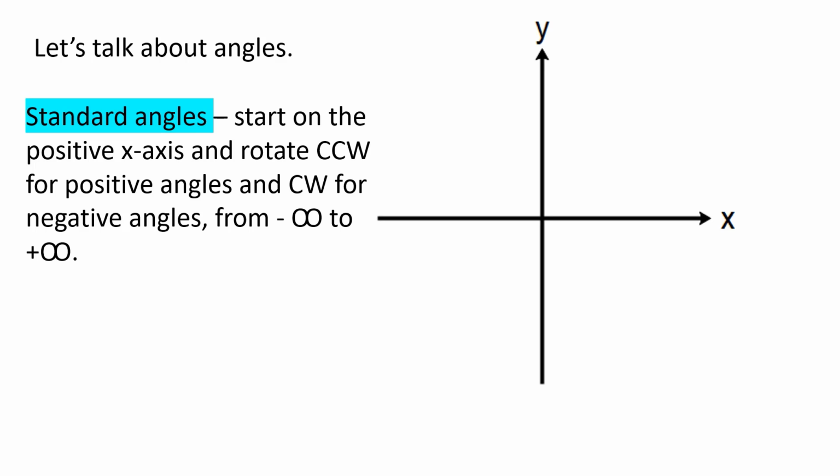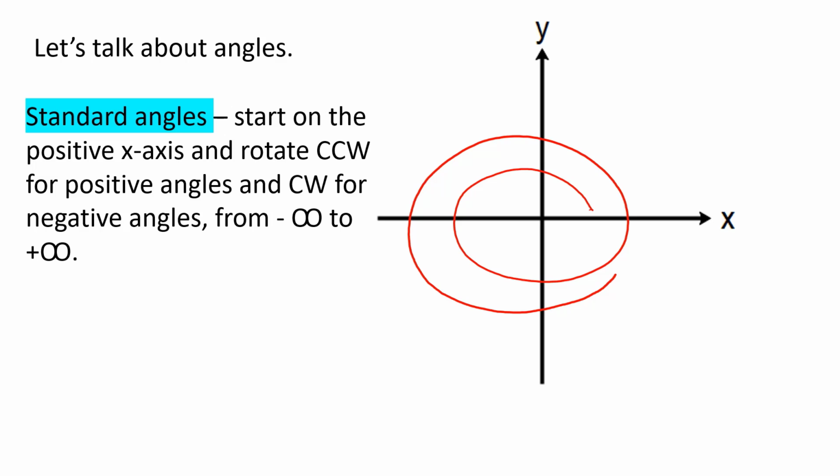So what that means is I can have a positive angle, such as this one, and wherever I stop rotating, that's my vector. So I go out length r from the origin, and that's my angle. I can go all the way to positive infinity. So in other words, it's really all real numbers.